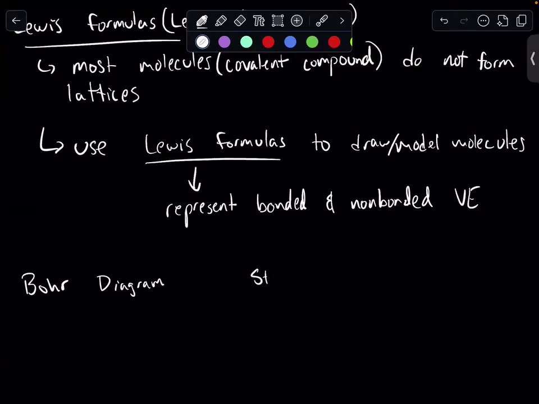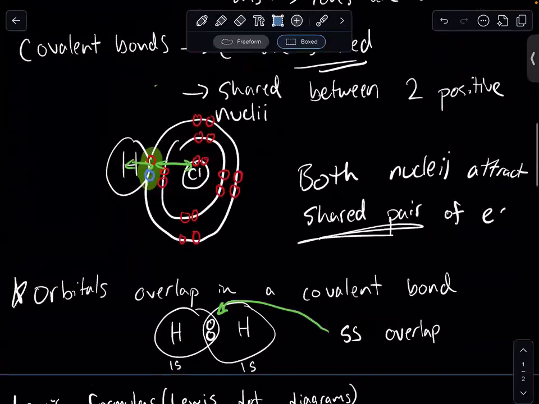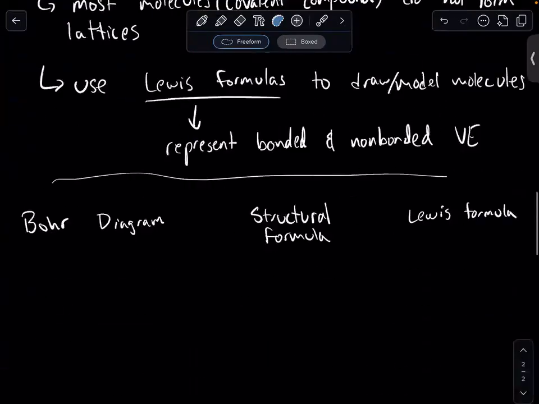You could have a structural diagram, or a structural formula specifically, which we'll use more in organic chemistry, but for now, structural formula, or we could have the Lewis formula. And we've already seen a Bohr diagram. I'm actually going to copy it from up here. This guy right here is our Bohr diagram.